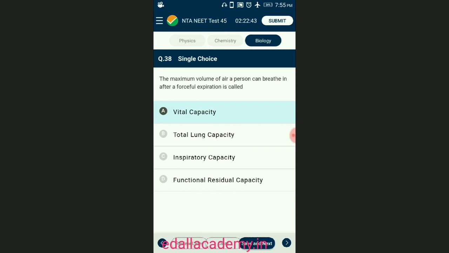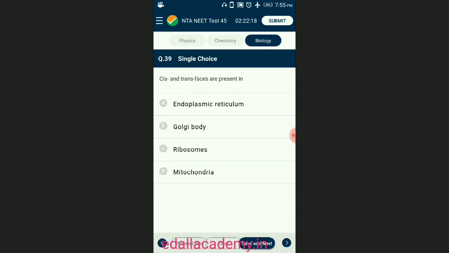Question number 39. Cis and trans phases are present in. Golgi body is the only organelle which shows polarity. Cisternae are disc-like, parallelly placed structures which get curved. Curvature results in formation of concave and convex faces. Convex face is known as cis or forming face, which always lies towards the nucleus. And concave or trans or maturing face always lies towards the cell membrane. So the answer for this question is option B, Golgi body.